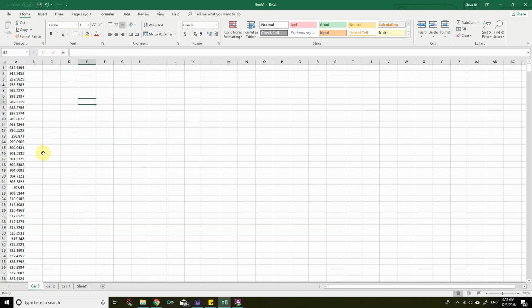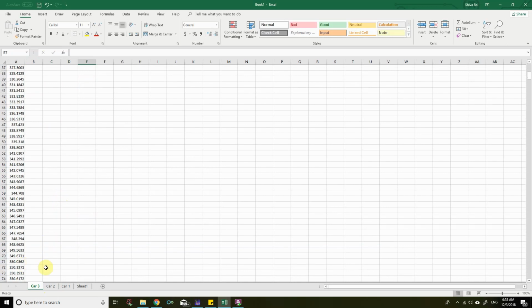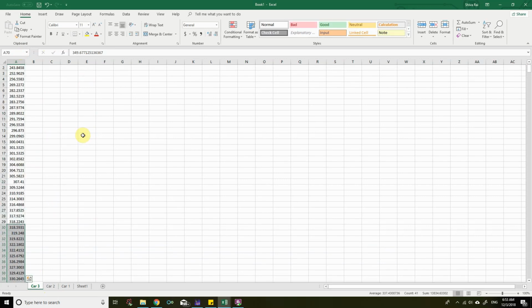And the last one, less than 350 is 70 of them. So this would be P less than 350, 70 divided by 1000, 0.07. So clearly car 2 is the least one.